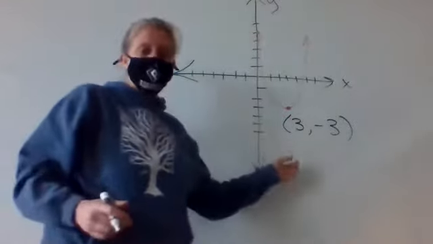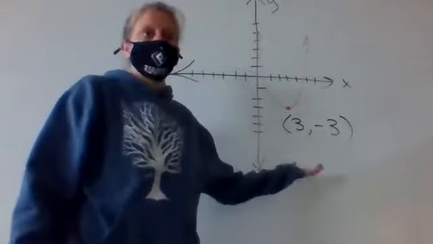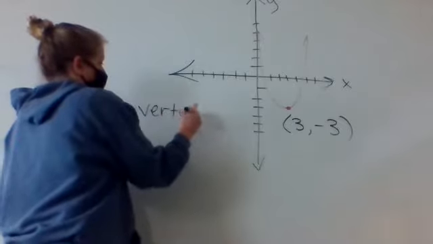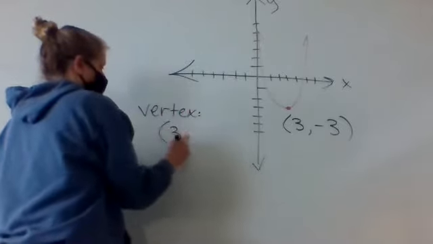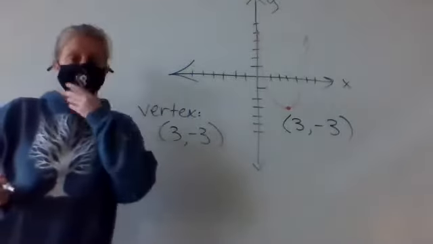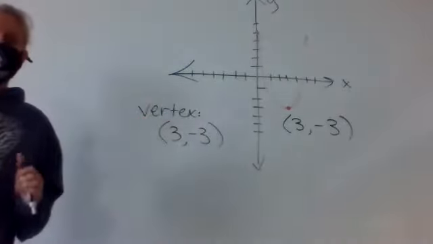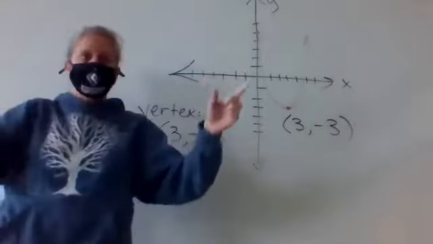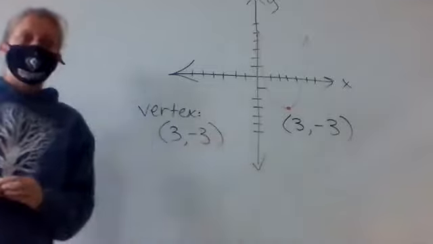Okay. The first question asks you, what is the vertex? Well, this problem actually tells you that the vertex is 3, negative 3. Now, make sure when you type in your answer here that it is an ordered pair, right? It is naming a point, so it is an ordered pair. So if you don't put it in ordered pair form, it's not going to mark it right.